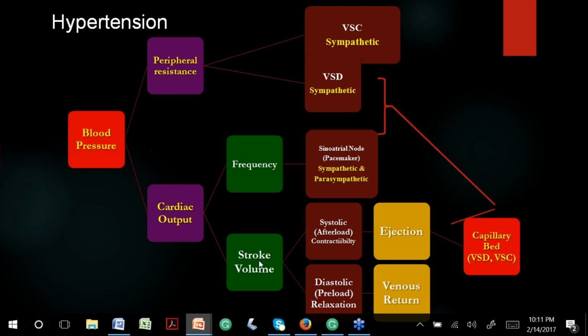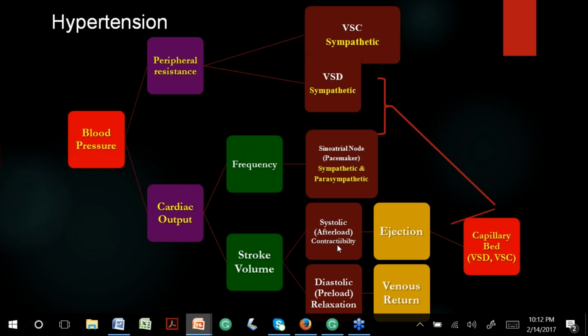They are going to work exactly in the stroke volume. They are going to work in the contractility, beta 1 blocker, for example. They are going to work in the contractility and the heart rate. In decreasing the heart rate, you can see blood pressure go down.